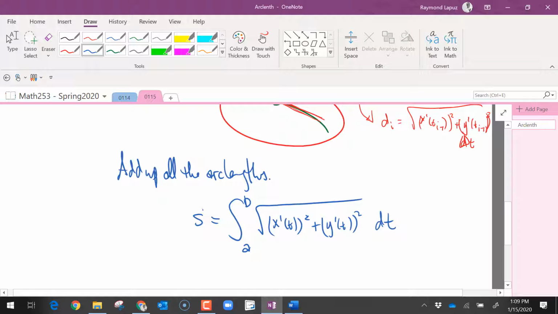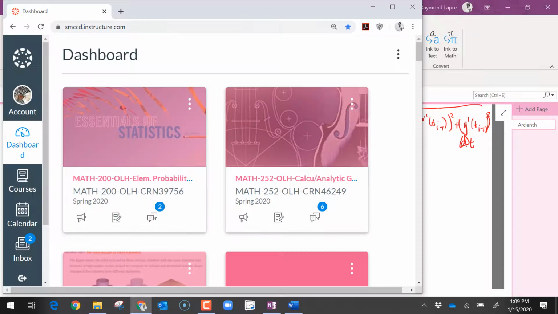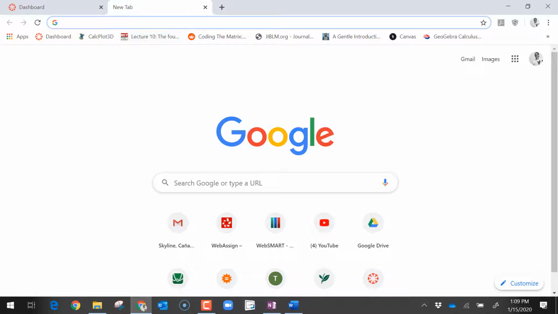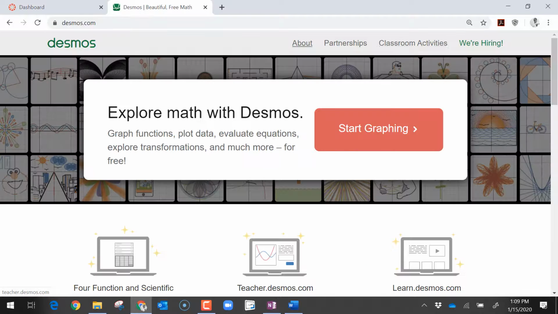Okay, so that's the formula for the arc length. Do you guys remember what you got in your graphs? We guessed like 6.5. And it was actually 6.5. Good guess.